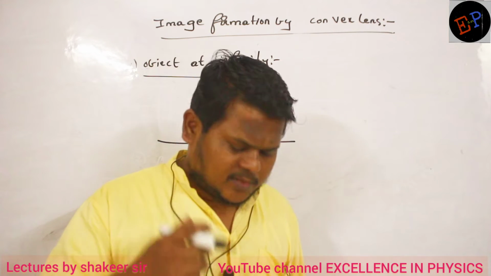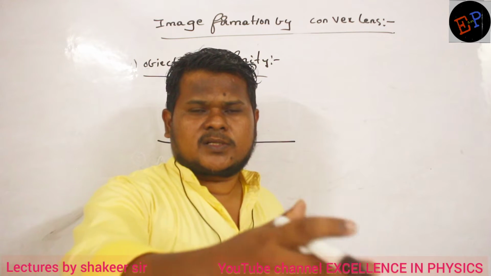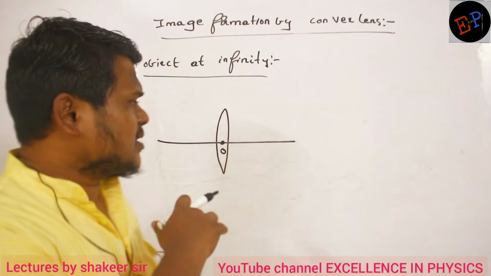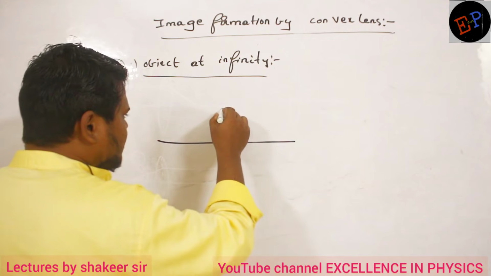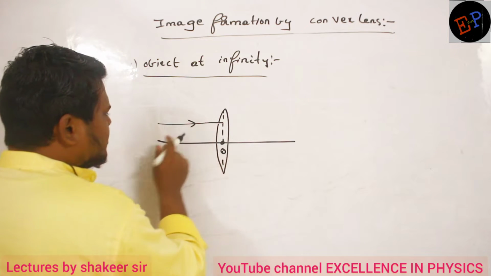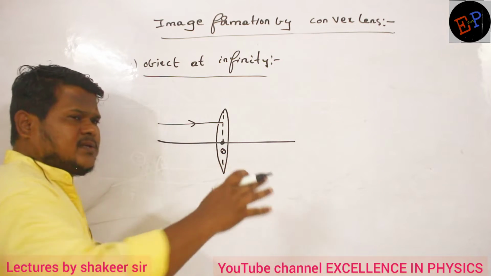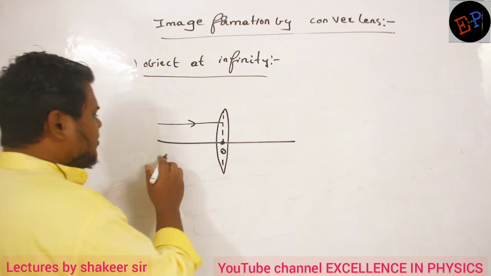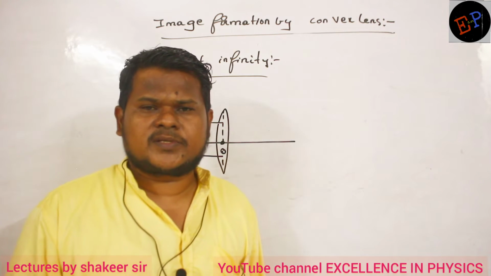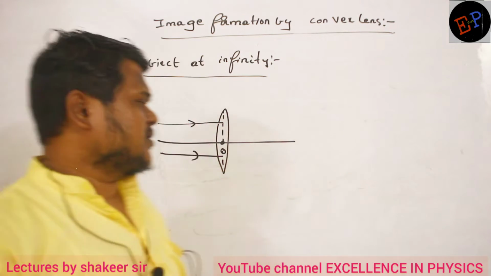What is meant by the object being present at infinity? It means that the light rays coming from the object travel parallel to the principal axis. For example, consider this is the aperture, and this is one light ray passing parallel to the principal axis. If this light ray is parallel to the principal axis, then all the remaining light rays will definitely be parallel to the principal axis. What is the reason? Because the object is present at infinity, all the light rays must be parallel to each other.